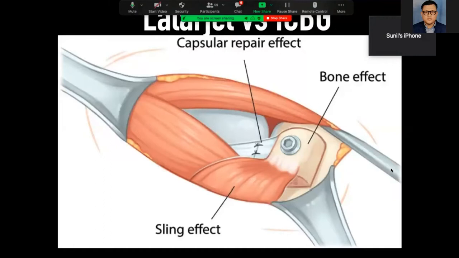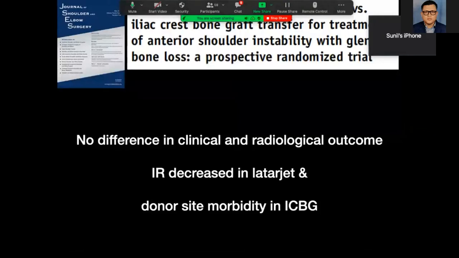But there has been controversy about Latarjet and ICBG, and there are a few papers which say that there is no difference at all between doing ICBG, or iliac crest bone graft, and Latarjet. Internal rotation is slightly decreased in Latarjet, and donor site morbidity is the problem of ICBG. So what is your take on this, Amit sir?